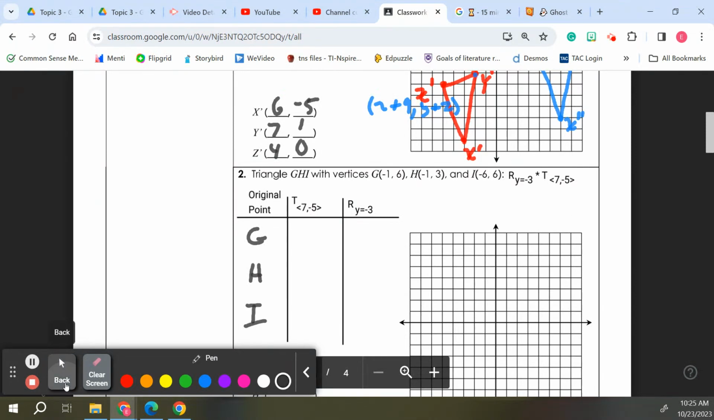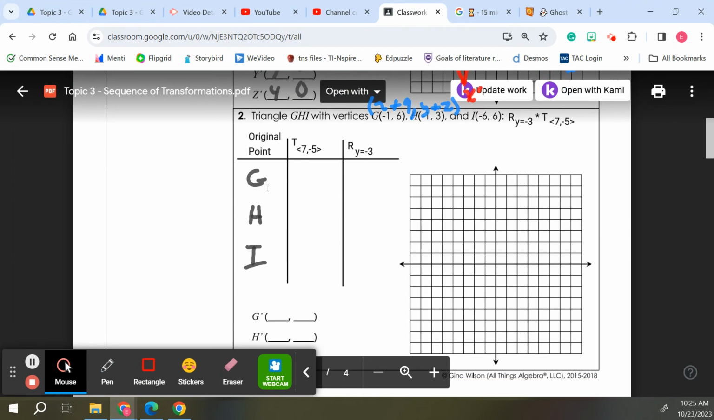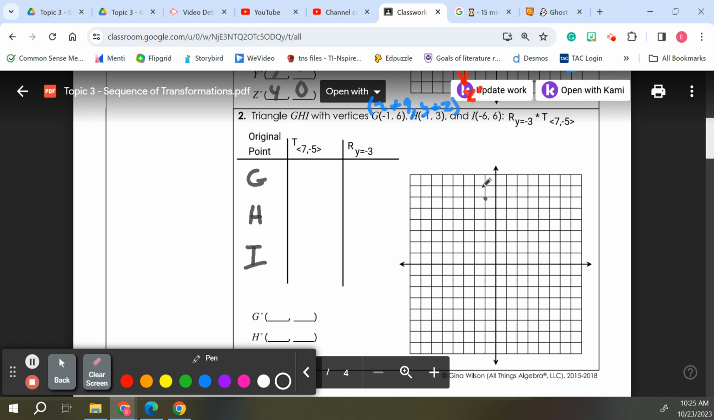All right, so my first step is going to be to plot the original points. So -1 up to 6. There's my G. Then I have -1 up to 3. There's my H. And then I have -6 up to 6.